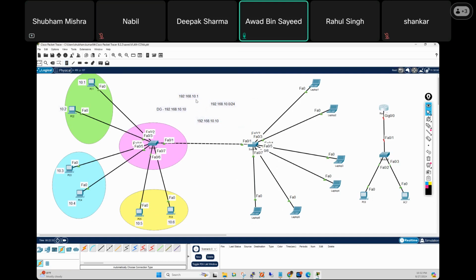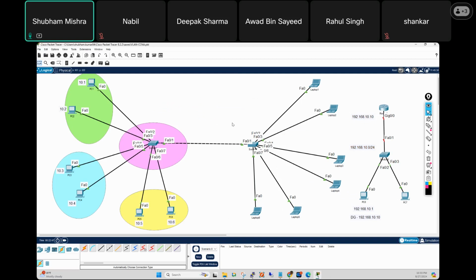Tell me. Yes. Here I configured 10.1. Here I will configure on the sub interface 10.10. Default gateway will be this one, and here we are using this network. Yes or no? Clear na? Yes.